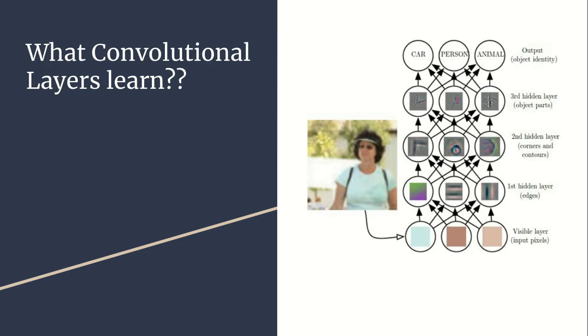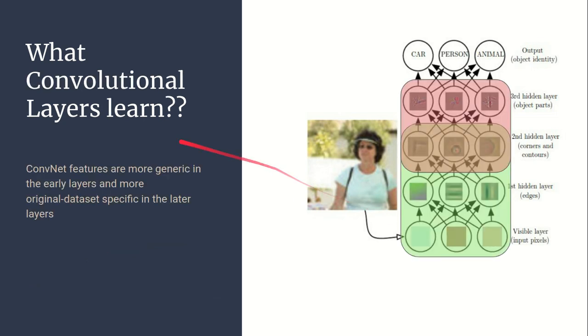First of all, I want to talk about what the convolution layers actually learn. We saw this image in one of the previous videos also. In the initial convolution layers, the features are more generic. In the early layers the features are generic, and as you go deeper and deeper, the features become more and more dataset specific. Let me just explain what that means.